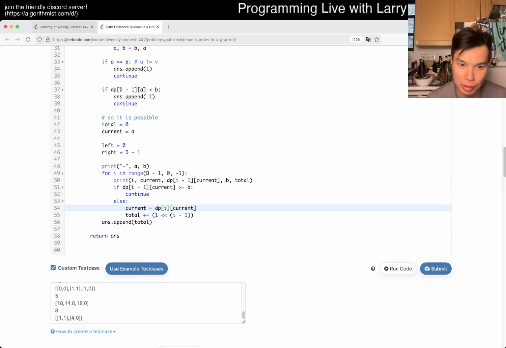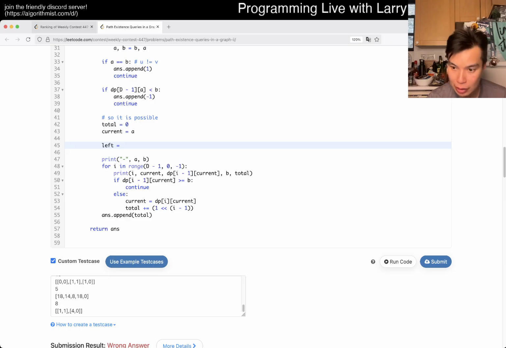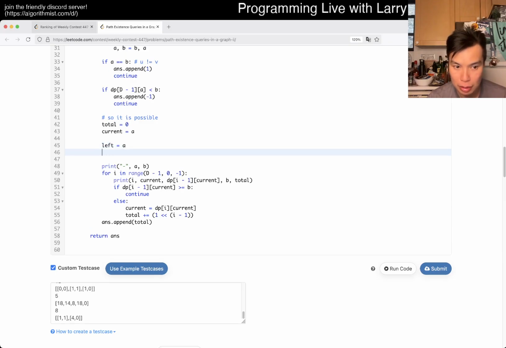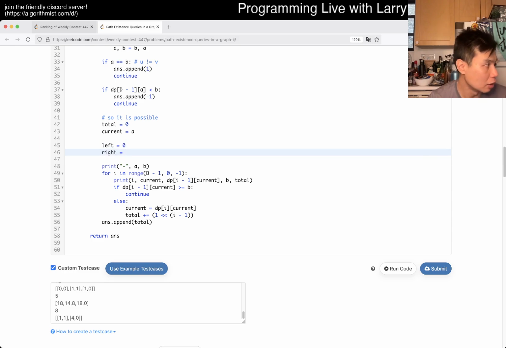Okay, so what are we doing? So we're saying that the left side is going to be equal to A, and oh no, the left side is going to be 0. Right? Okay, what are we binary searching for? We're binary searching for this section. So left side is going to be the number of moves. So it's going to be 0, and then the right side is going to be, say, I guess the most, which is d minus 1 or 2 to the d minus 1, right? Yeah.